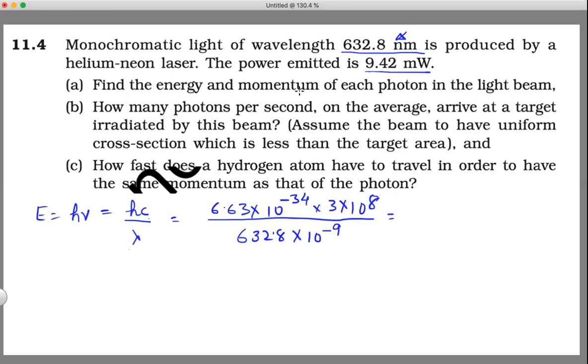Now let's just discuss how will we find the momentum from energy of the photon, right? Now we have to find the momentum of the photon. How do we find the momentum of photon? Can somebody tell me that? It would be 2E upon V.